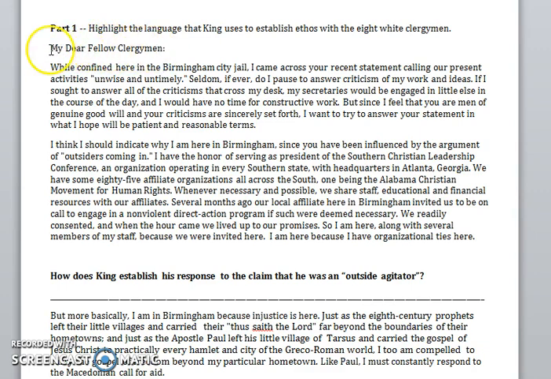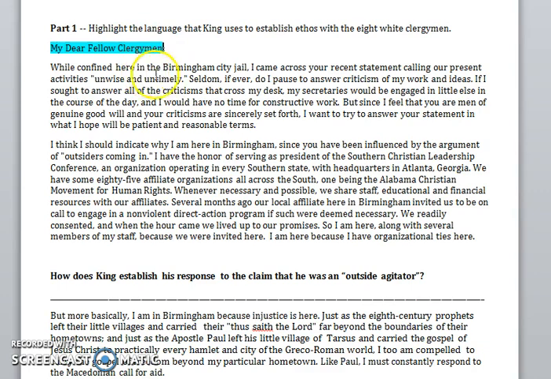In his salutation, he says, "My dear fellow clergymen," right? So already he's establishing the fact that he is one of them, like my fellow clergymen. I am a pastor, you're a pastor, we are of the same. We are the same. We are on equal ground. And then he goes on and he says, "While confined here in the Birmingham City Jail, I came across your recent statement calling your present activities unwise and untimely."